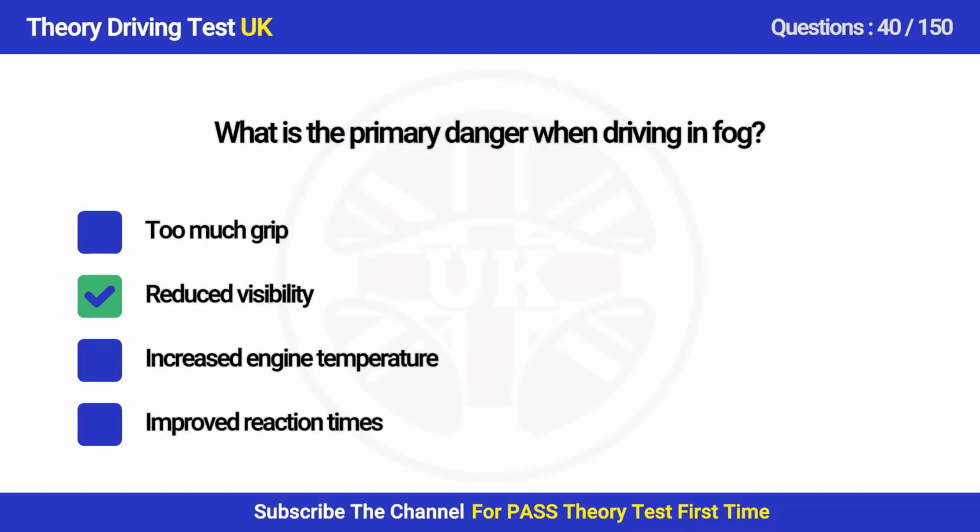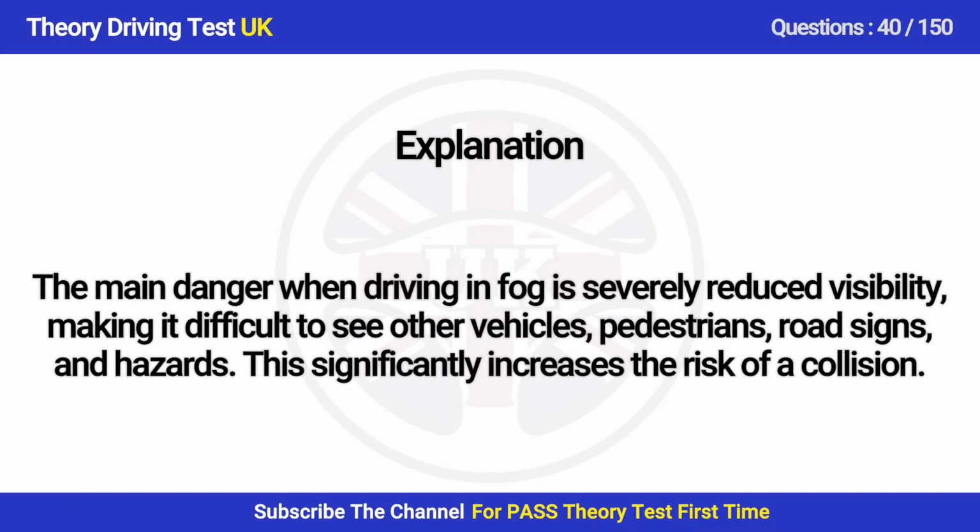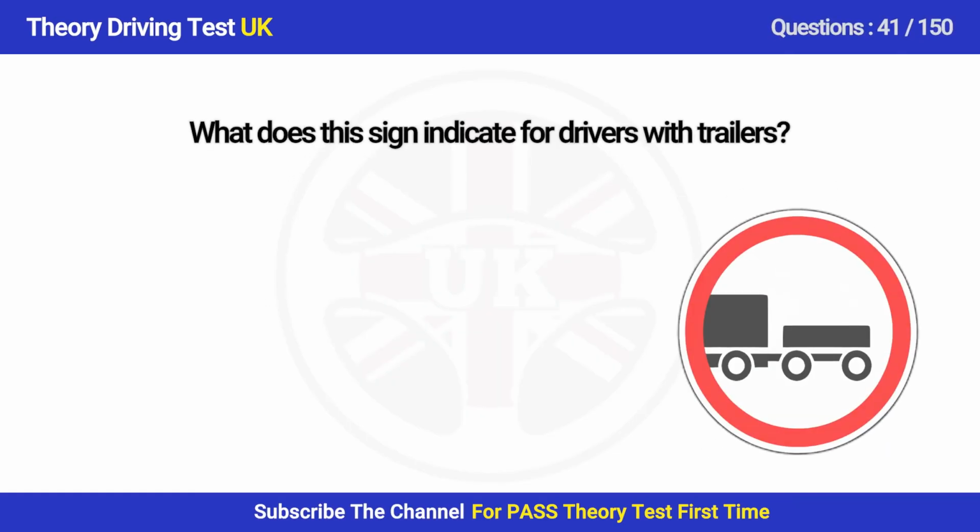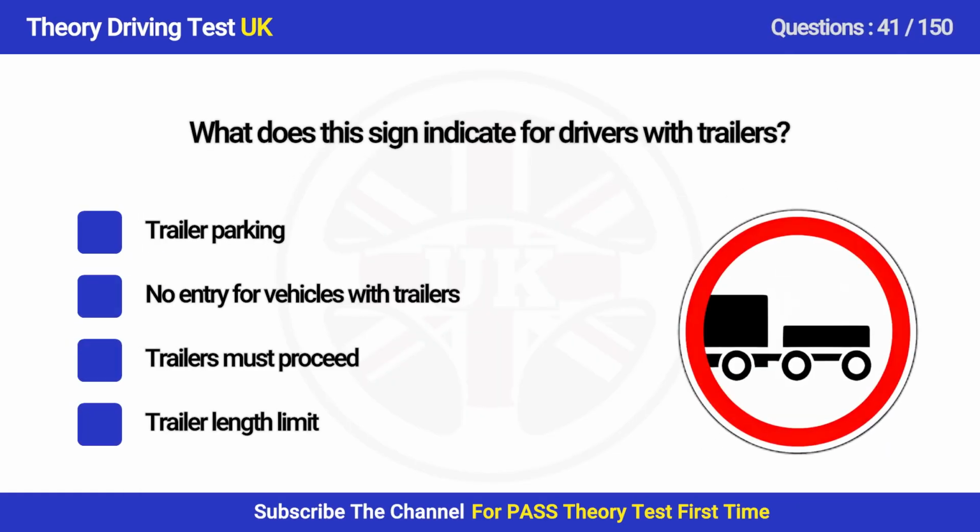Answer is B. Visibility. The main danger when driving in fog is severely reduced visibility, making it difficult to see other vehicles, pedestrians, road signs, and hazards. This significantly increases the risk of a collision. Question 41. What does this sign indicate for drivers with trailers?